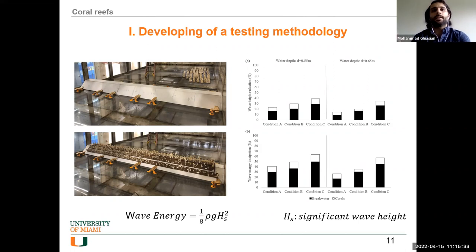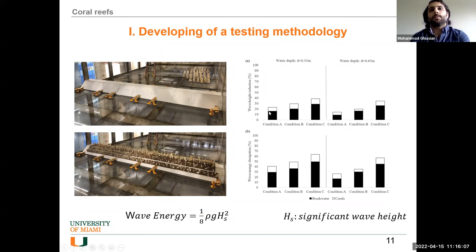And then this testing methodology could give us results to see how much of the effect can be attributed to each term of the wave energy dissipation. However, the wave energy dissipation is different in different conditions. So generally, as you can see, when the water depth is shallower, we have higher wave height reduction or higher wave energy dissipation compared to the deeper water.